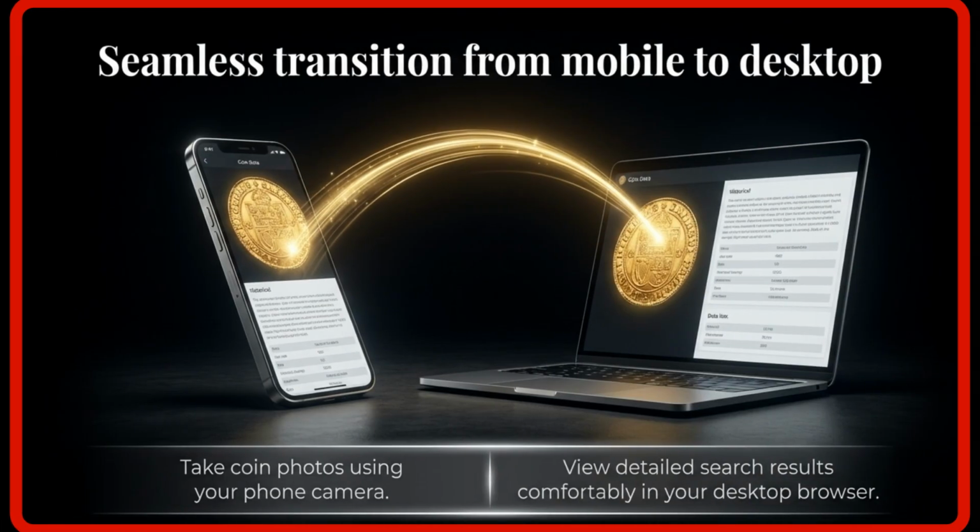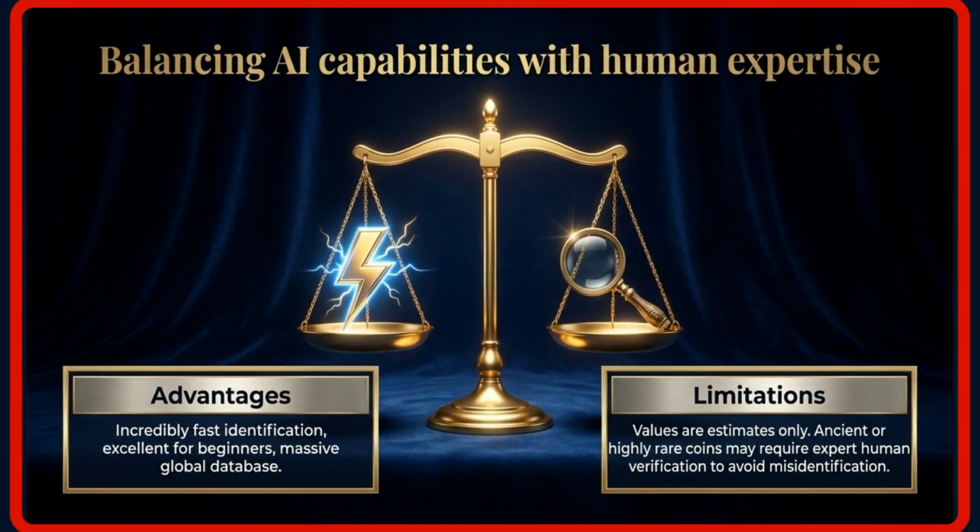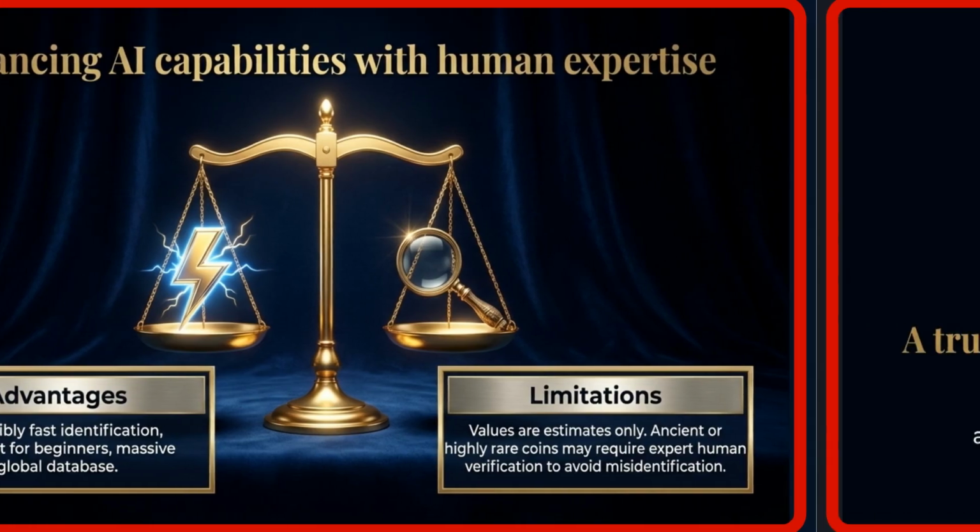Enjoy a seamless transition from mobile to desktop. Take coin photos using your phone camera and view detailed search results comfortably in your desktop browser. We balance AI capabilities with human expertise. The advantages include incredibly fast identification, a massive global database, and ease of use for beginners. Limitations exist, as values are estimates, and highly rare coins may need expert human verification.